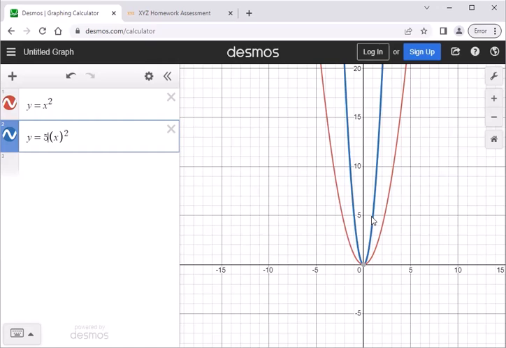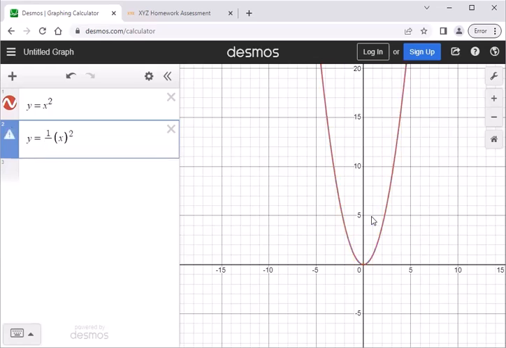Now, what if I was going to multiply by a fraction? Like let's say 1/4 or something. What do you guys think that would do? Yep, because in that case, when I plug in a 1, 1 squared is 1 times 1/4 will give you a 1/4 as your output, and so the parabola widens.